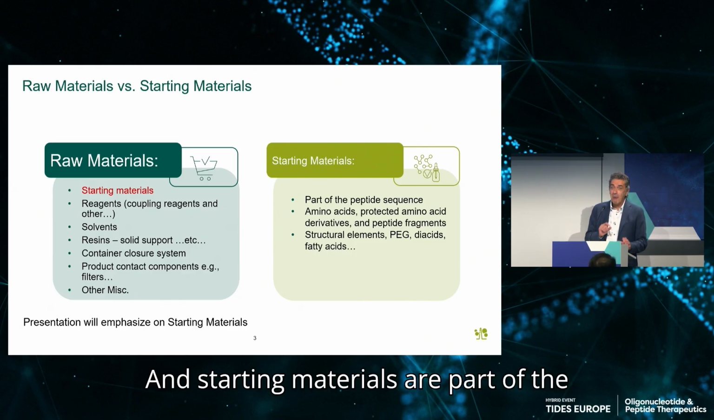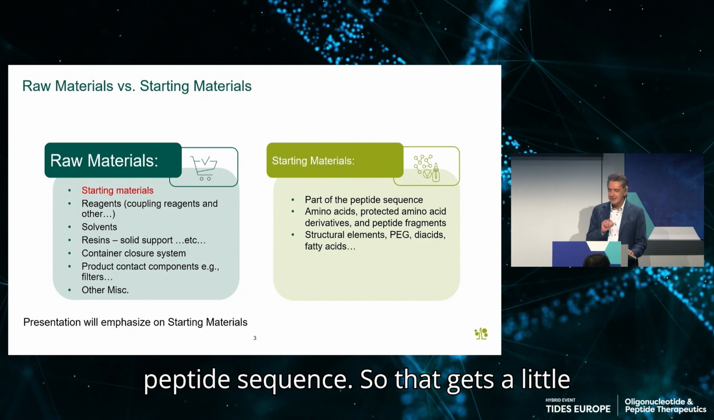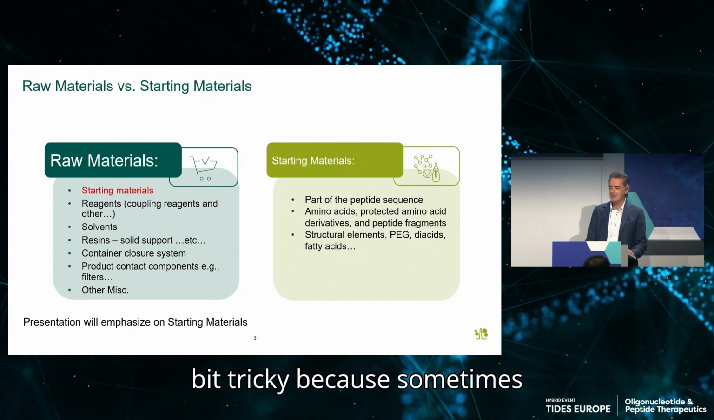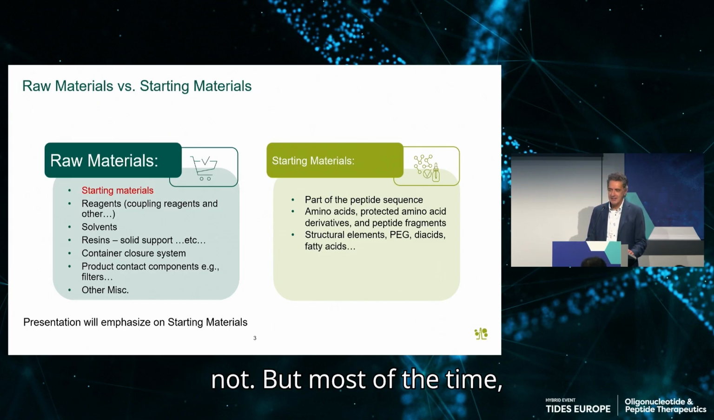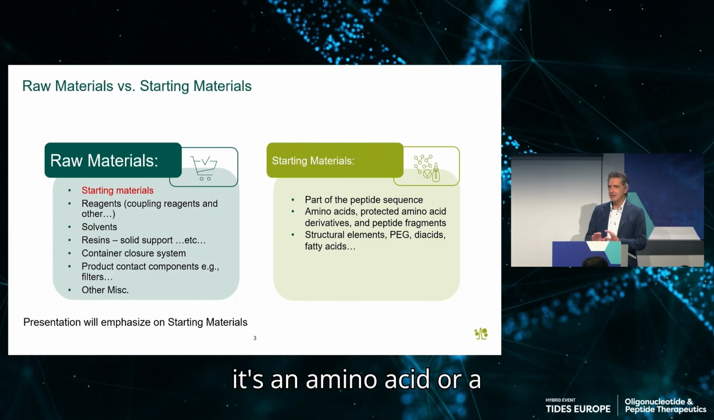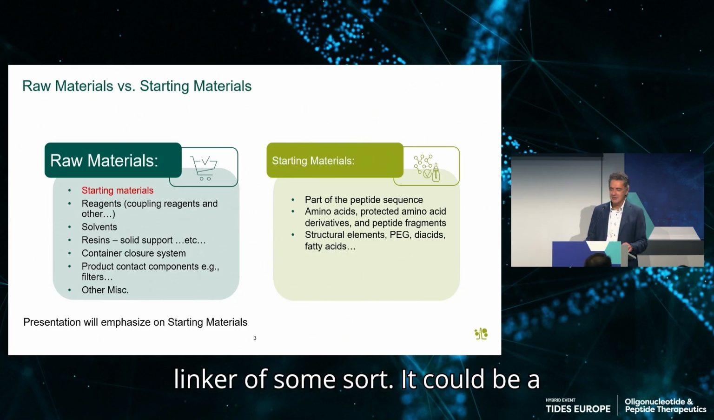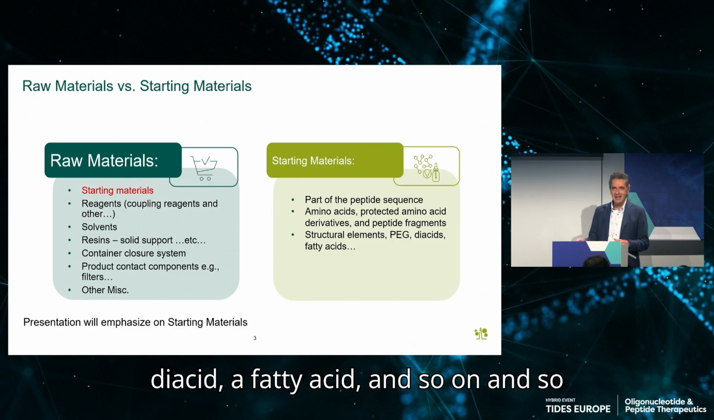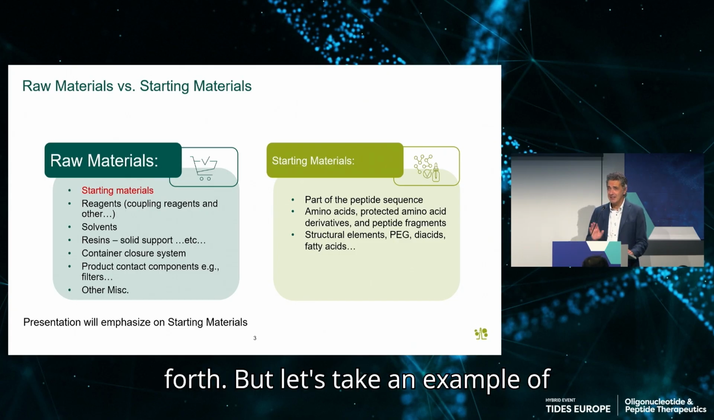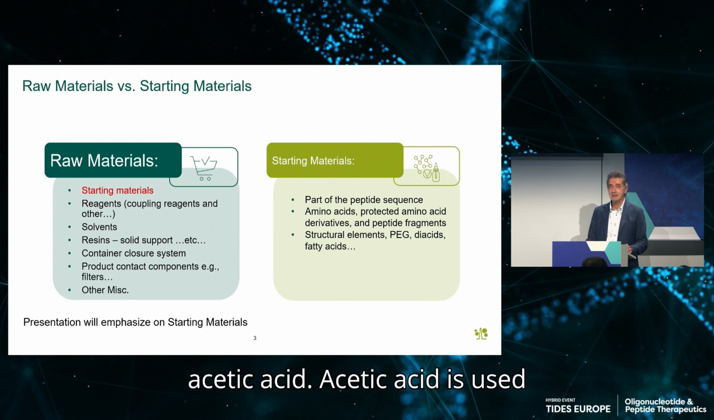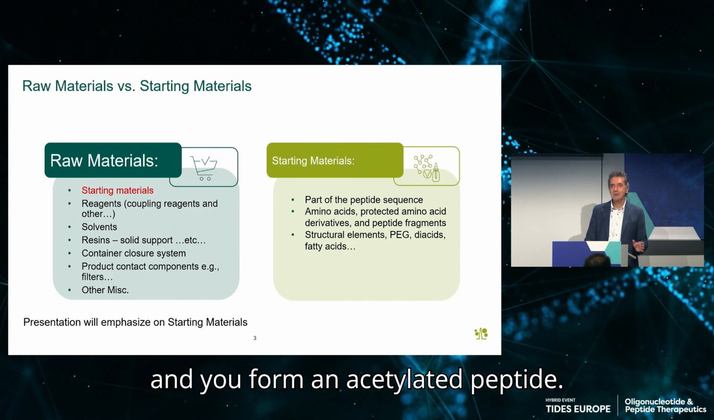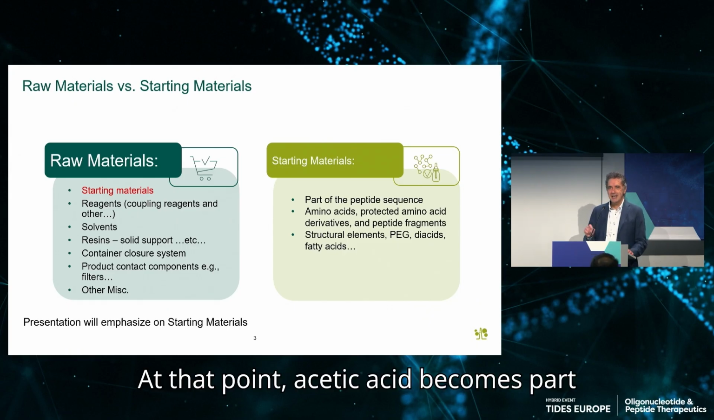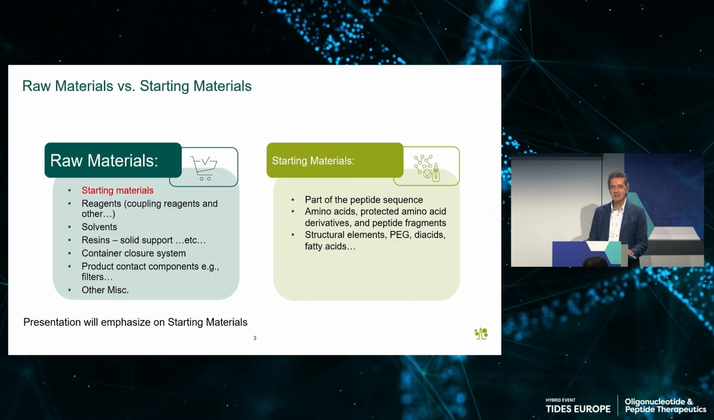And starting materials are part of the peptide sequence. So that gets a little bit tricky because sometimes you wonder if it is part of it or it's not. But most of the time, it's an amino acid or a linker of some sort. It could be a diacid, a fatty acid, and so on and so forth. But let's take an example of acetic acid. Acetic acid is used to cap peptides, and you form an acetylated peptide. At that point, acetic acid becomes part of the starting material list.